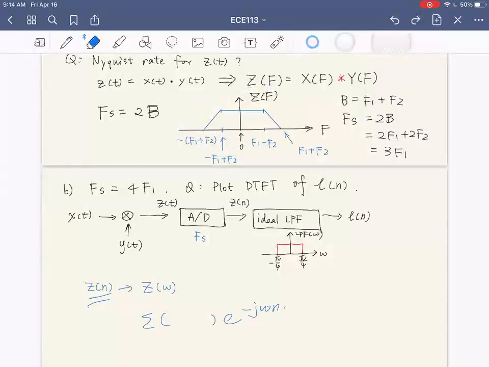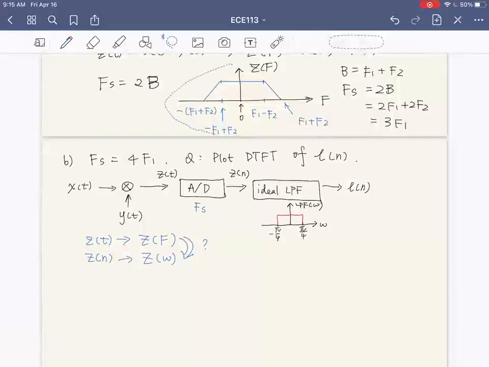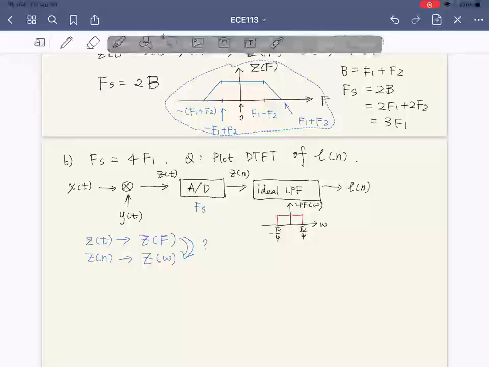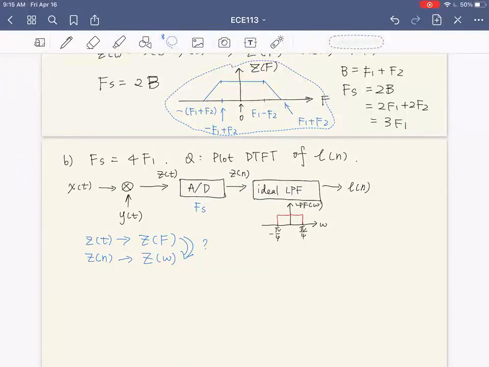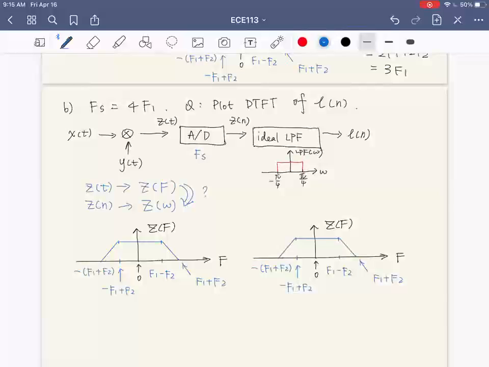Okay. So our question becomes this. And in the lectures, the professor mentioned, when you sample in the time domain, it becomes periodic in the frequency domain, right? So from Z of t to Z of n, we are sampling in the time domain. And correspondingly, the frequency domain should repeat. So we will have some other spectrums like this. Let's say it is semi DTFT.